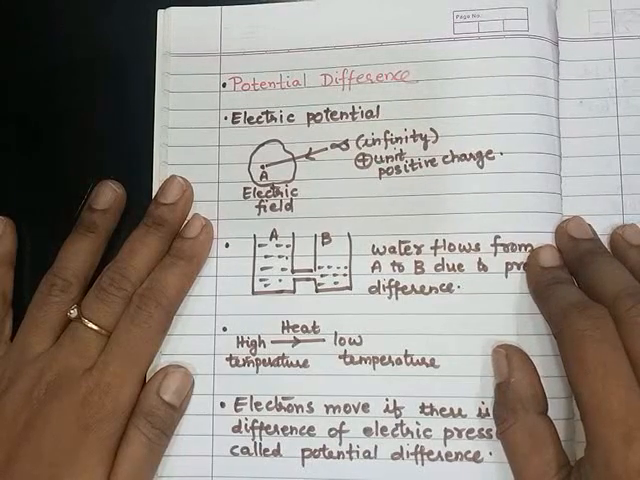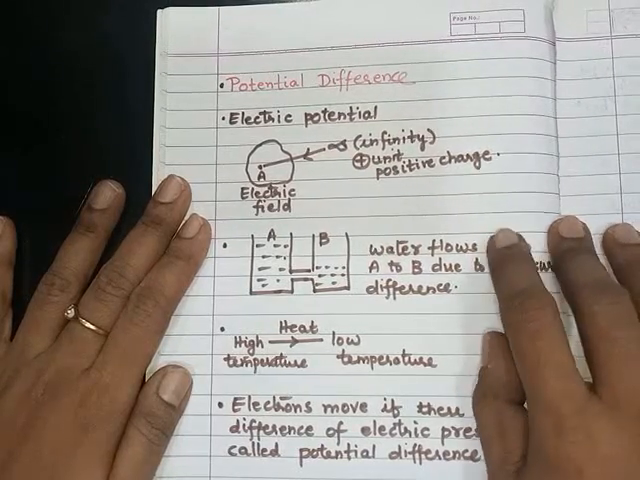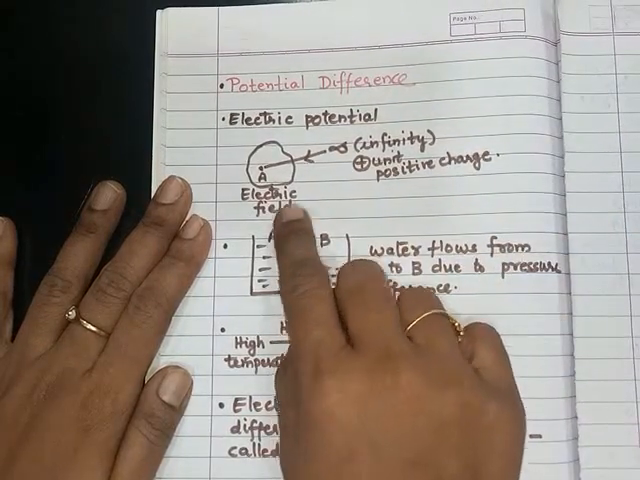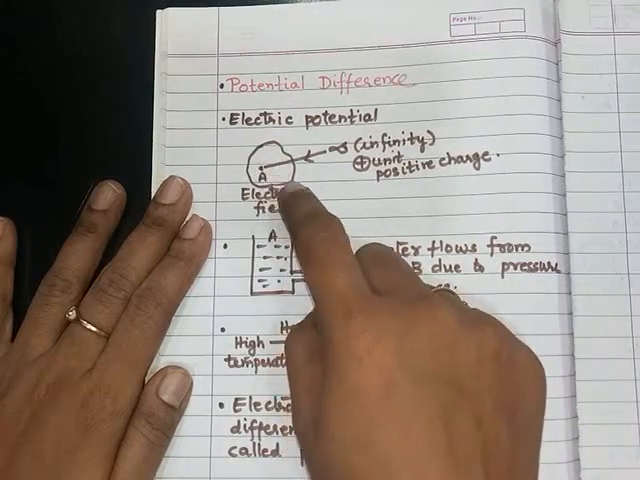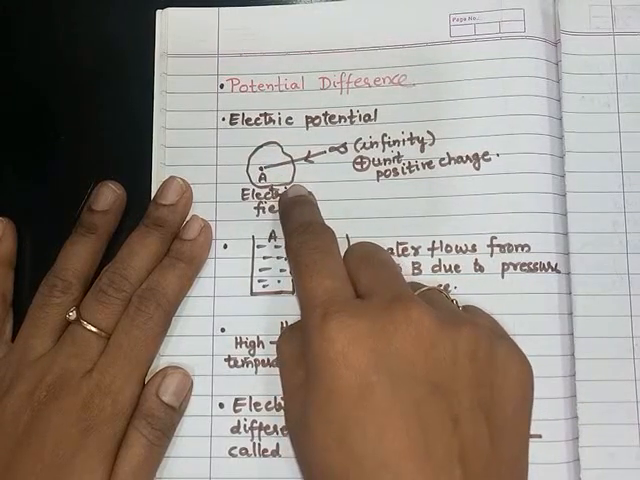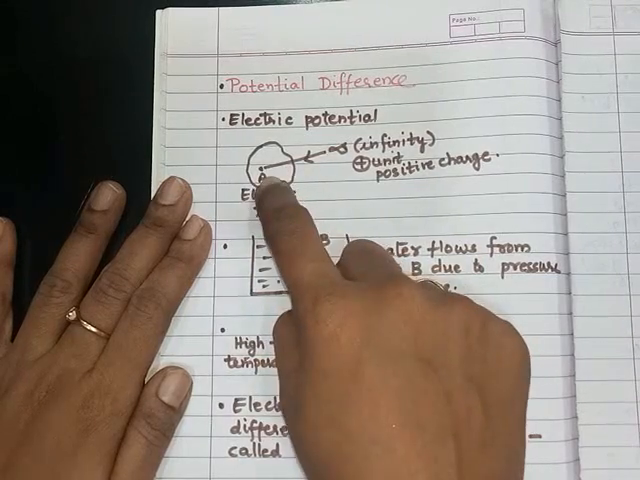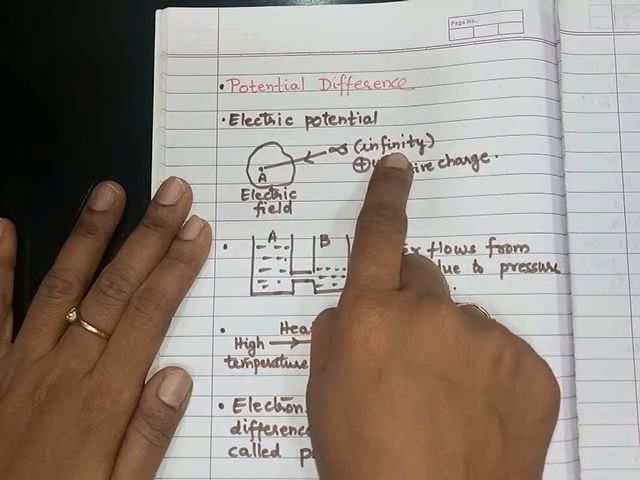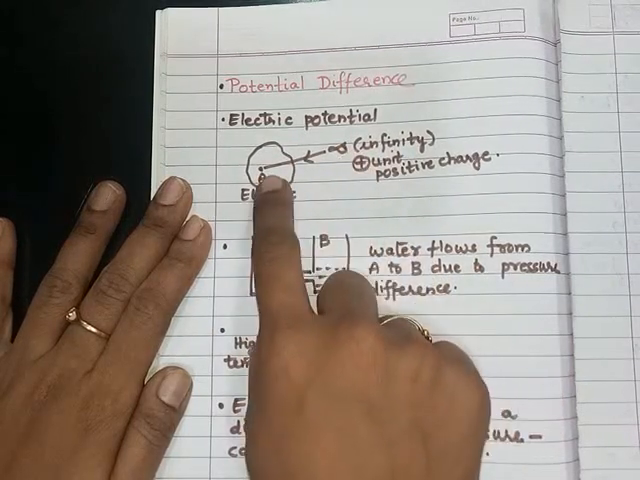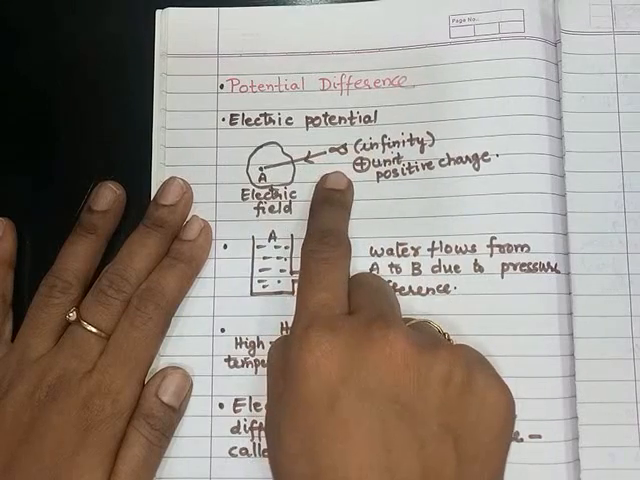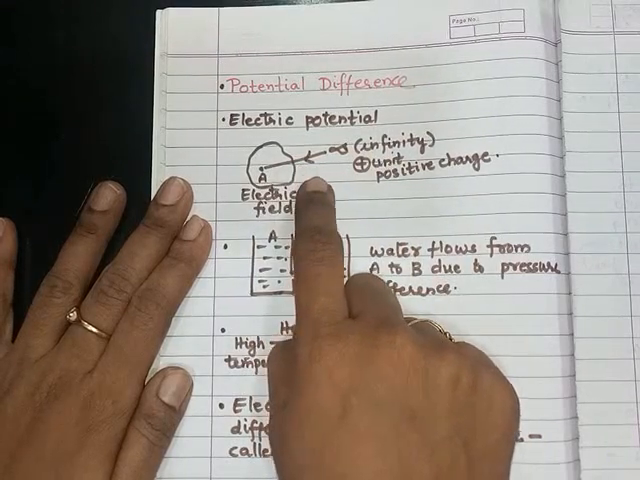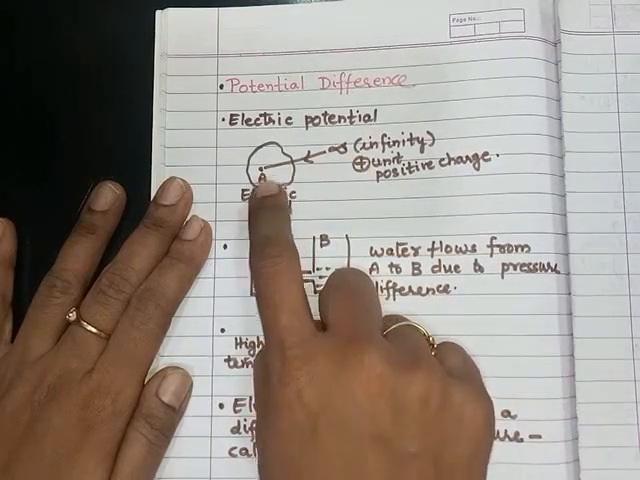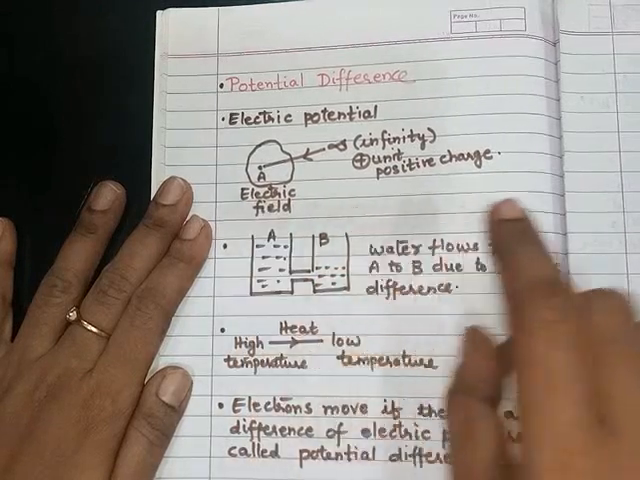Before knowing about potential difference, it is necessary to understand what is electric potential. If you imagine an electric field as shown here, it may be due to some charge. Electric field is an area around a charge where its effect can be felt. So if we consider a point A in this electric field and a unit positive charge kept at infinity, and if it has to be brought to this point A, then some amount of work has to be done. This amount of work done in moving a unit positive charge from infinity to this point A is called electric potential.